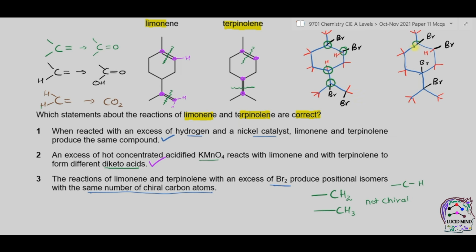Similarly on this side we can see this carbon is chiral as it is attached with 4 different groups. This is also chiral. This is also chiral. And this carbon is not chiral because it is attached to similar CH3 groups on both sides. This is similar to this one. Now we have 4 chiral carbons in limonene and 3 chiral carbons in terpinolene. So it says same number of chiral carbon atoms are in both, so therefore this is incorrect. As option 1 and 2 are correct, answer is therefore B.